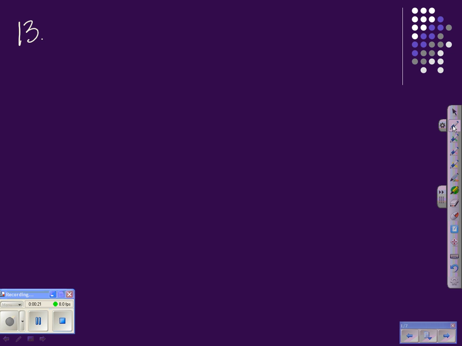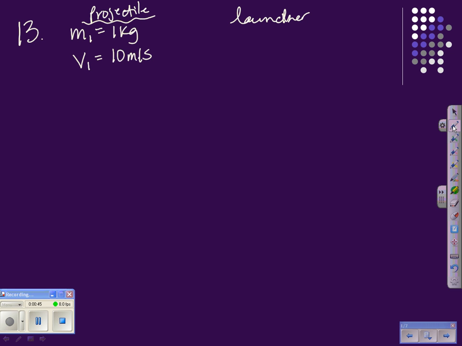Number 13 tells us that we have a projectile. So we have a mass 1, and we're going to say this is our projectile, of 1 kilogram. And we're told it's going a velocity of 10 meters per second. And then we also have a launcher. That's a bad spelling. Sorry about that. That has a mass of 10 kilograms.